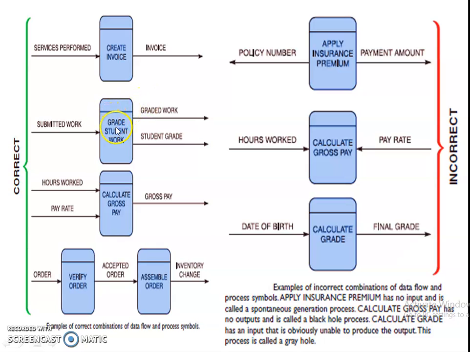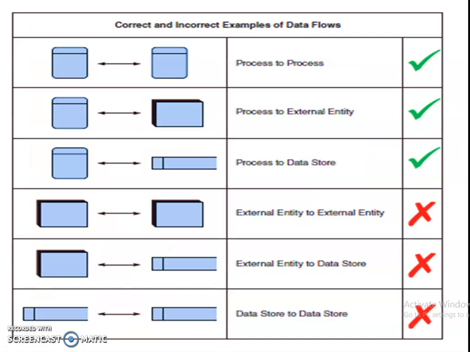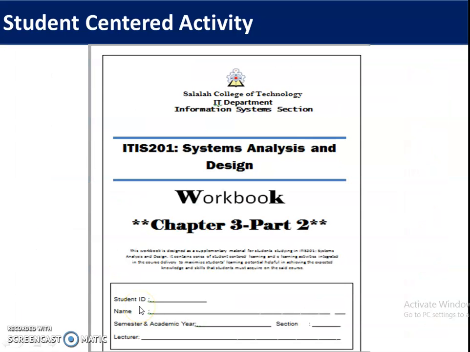By the way, one recommendation is that when you name all the symbols, you use all capital letters, whether it is an external entity, process, data flow, or data store. So this is the summary of how we must connect one symbol to another symbol. Process to process is correct. Process to external entity, correct. Process to data store, correct. But external entity to another external entity, wrong. External entity to data store is wrong. Data store to data store is wrong. To make it correct, you have to put a process symbol in between.